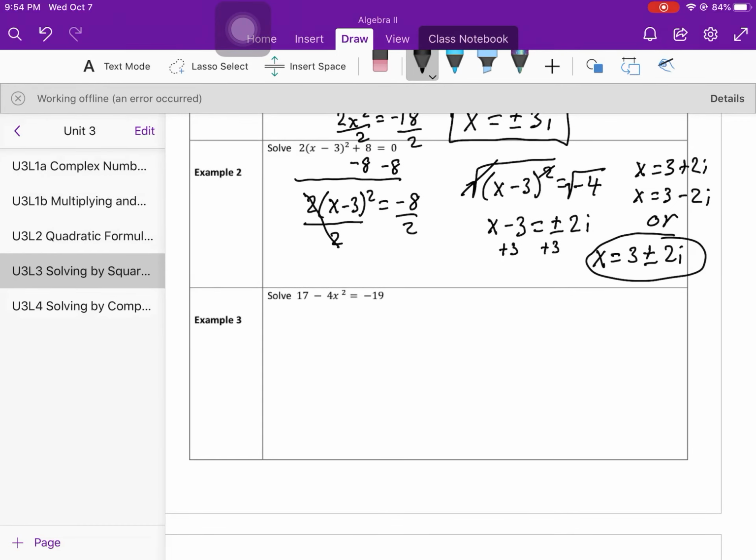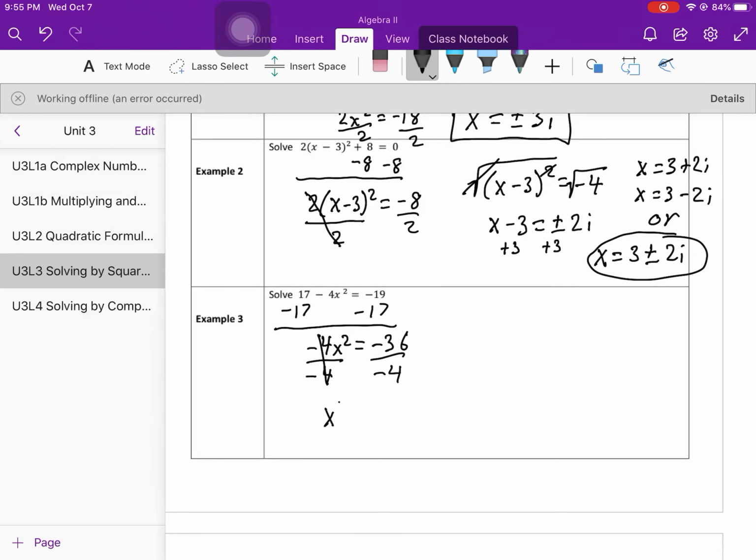Example 3, here with this one, I'm going to subtract 17 from both sides. We get negative 4x squared equals negative 19 minus 17, which is negative 36. Then we divide by negative 4. Remember, when you divide by two negatives, it becomes a positive. So we actually get x squared equals positive 9 here. So there's no negatives to worry about. When we take the square root of both sides, though, we still have to be careful. Since we're solving a quadratic, we do get plus or minus 3.